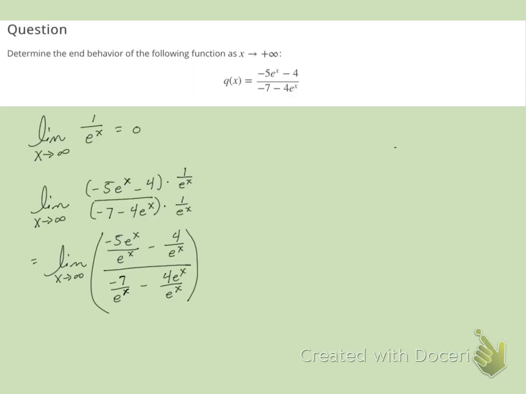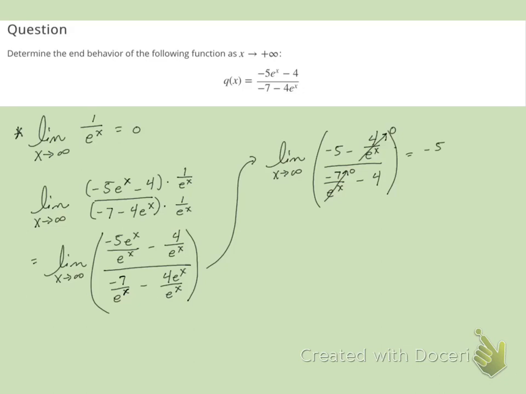So if we simplify this, I'm going to bring this up here. We have the limit as x approaches infinity of negative 5 minus 4 over e to the x, over negative 7 over e to the x minus 4. And using what we have over here, that the limit as x approaches infinity of 1 over e to the x is 0, then we know that this is going to go to 0, and this is going to go to 0. And what we have left is this negative 5 over negative 4, or 5/4.